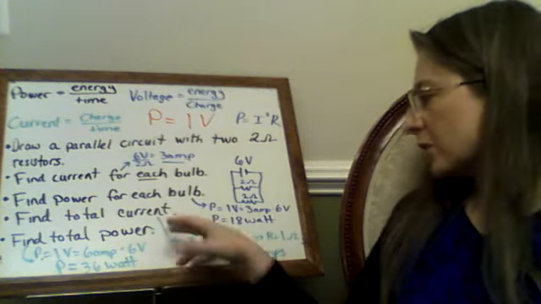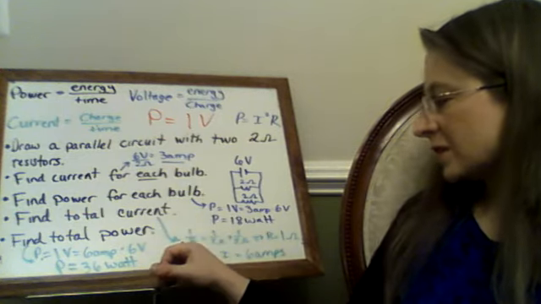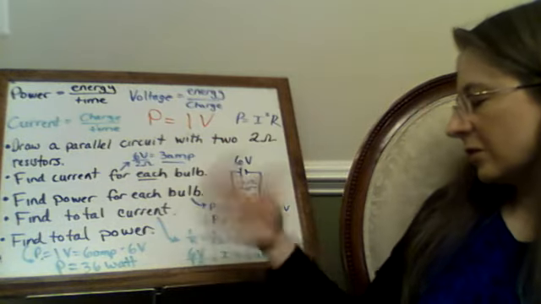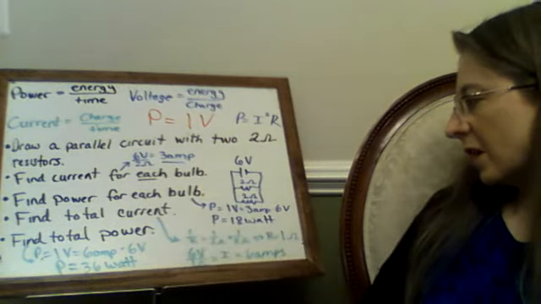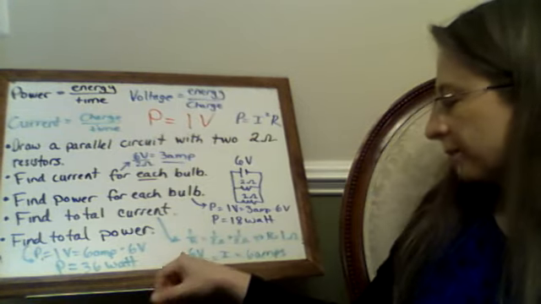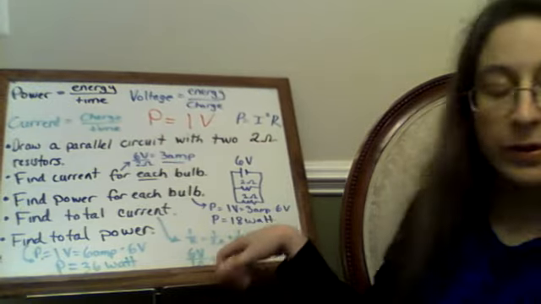And then for total current, I did it this way. I found resistance for a parallel circuit. You do 1 over R equals each resistance reciprocal added up. I found resistance to be 1 ohm. So 6 volts divided by 1 ohm gives us a 6 amp current.